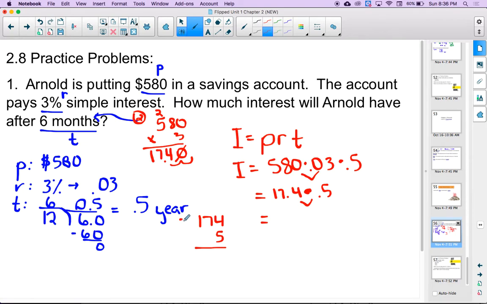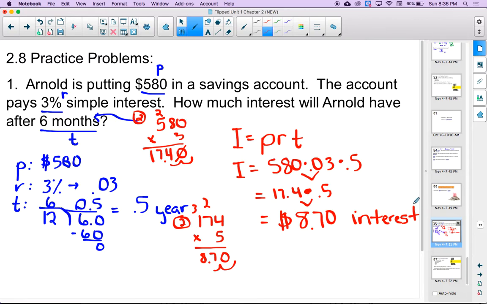2 numbers after the decimal. 5 times 4 is 20. 5 times 7 is 35 plus 2 is 37. 5 times 1 is 5 plus 3 is 8. And we're going to move our decimal 2 places to the left. Okay, so $8.70 is the amount of interest that Arnold will get paid from the bank.